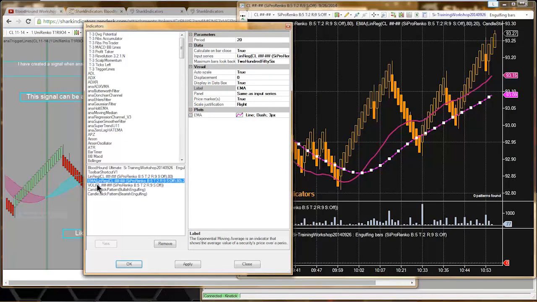So you can see the solid line is just the linear regression 80. The dashed line is the EMA of the linear regression. Right, so you can see up here in the input series, I'm feeding the linear regression into the EMA to smooth out the linear regression, and it's just a simple 20 period smoothing, right?